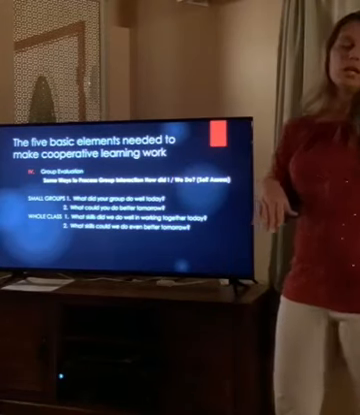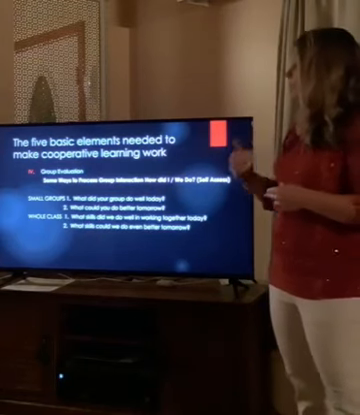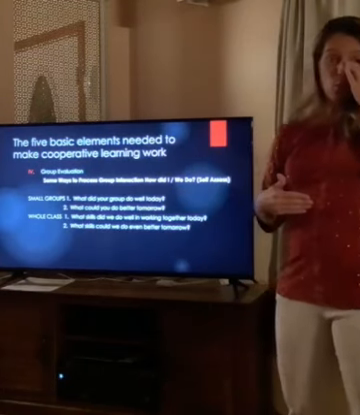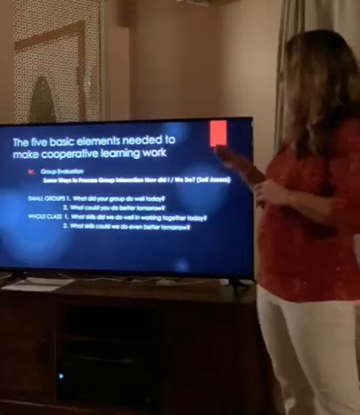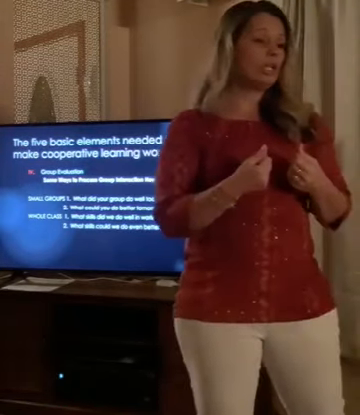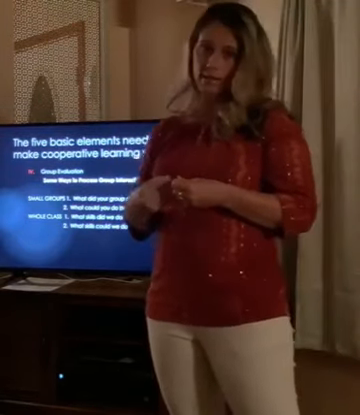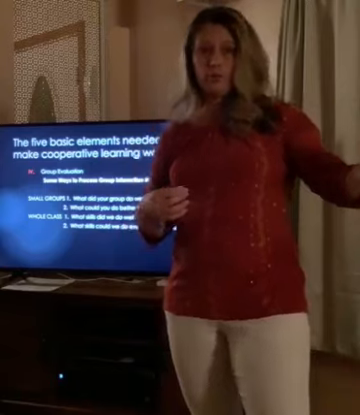So now we're moving on to the 4th element of what is needed to make cooperative learning work. Group evaluation. Now, a lot of times we're trying to figure out, what can we use? What can we do to help these kids self-assess? And how do we get them there, right?